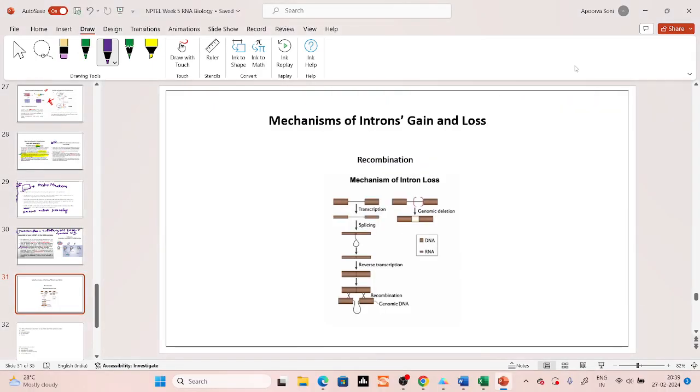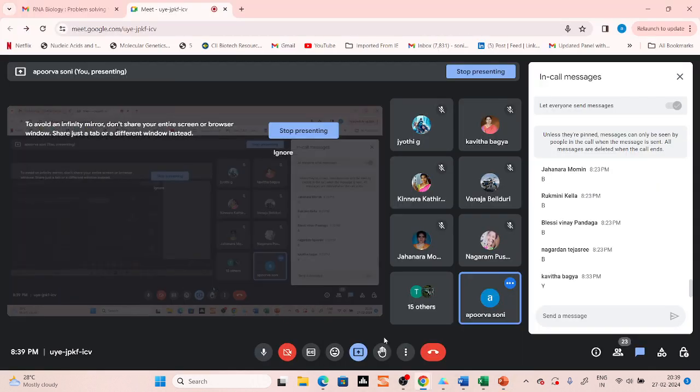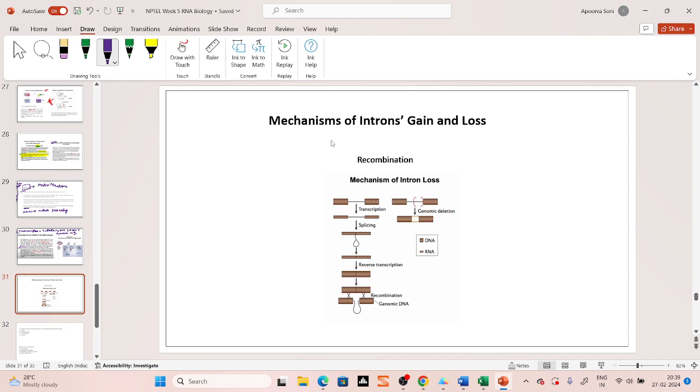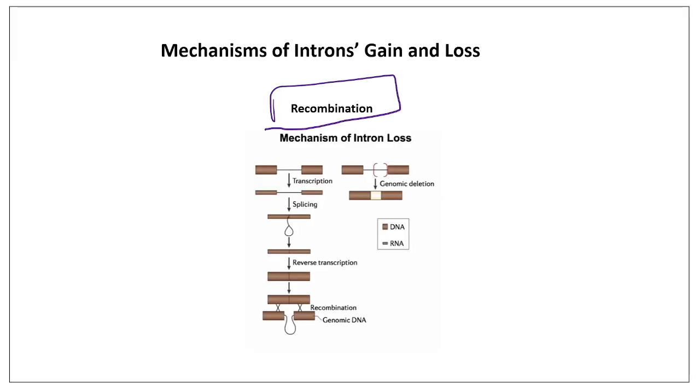Now we come to another point, that is intron gain and loss. How, when splicing takes place, is there a gain of introns and a loss of introns? The gain and loss of introns during splicing happens through the mechanism of recombination. How does it happen? Let us see. This is your DNA.